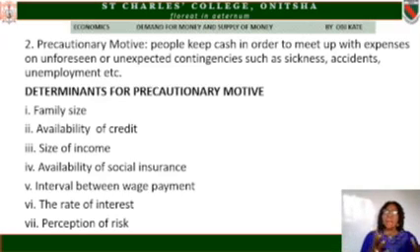Then we have determinants for precautionary motive. 1. Family size. 2. Availability of credit. 3. Size of income. 4. Availability of social insurance. 5. Interval between wage payments. 6. The rate of interest. And finally, perception of a risk.